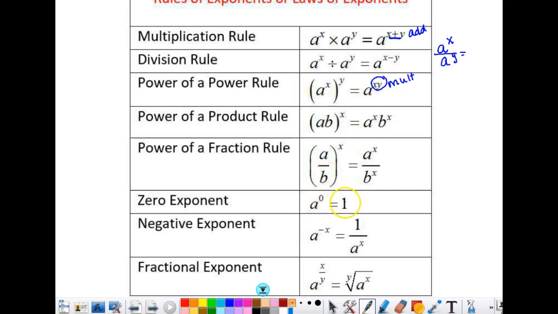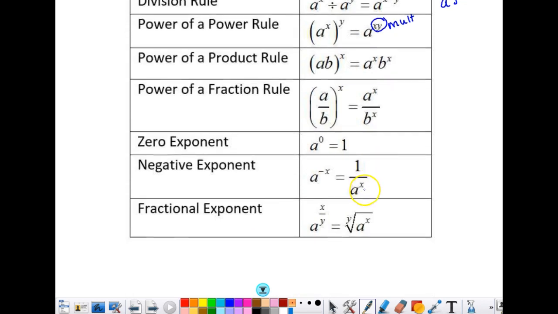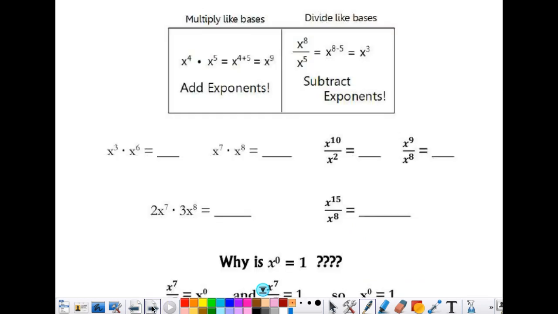Anything to the 0 power is 1. We'll talk a little bit about negative exponents, and we'll learn this on 8-4. This is what we'll be learning on 8-4. Okay, so let's practice a little bit.